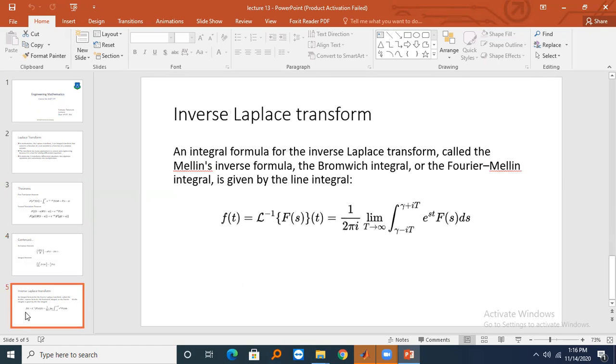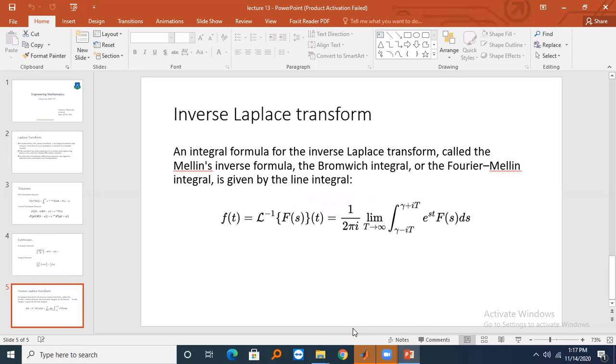And the inverse Laplace transform. The inverse Laplace transform is the inverse of the Laplace transform. An integral formula for the inverse Laplace transform, called Mellin's inverse formula, the Bromwich integral or the Fourier-Mellin integral, is given by the line integral. So we can recover f of t from the inverse Laplace transform, and this is the formula here.